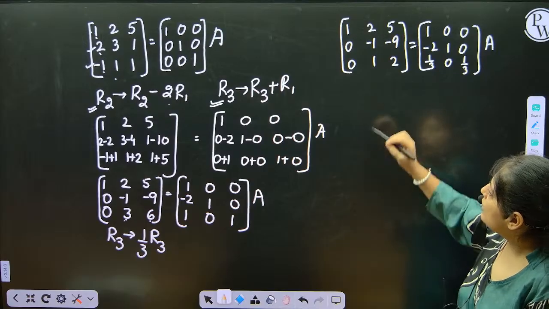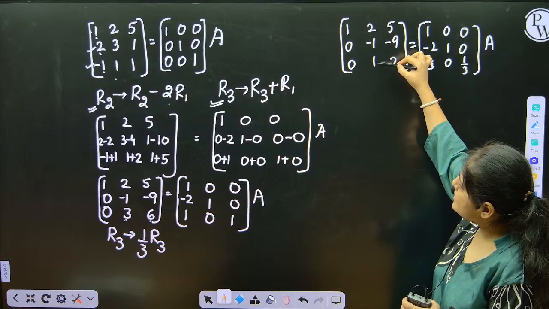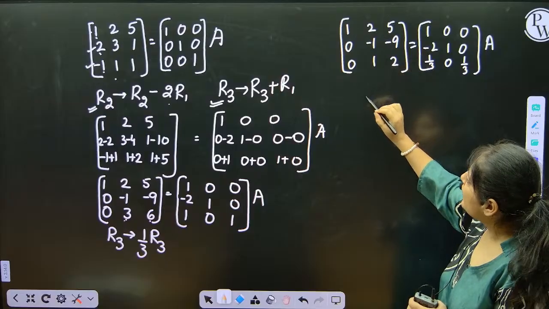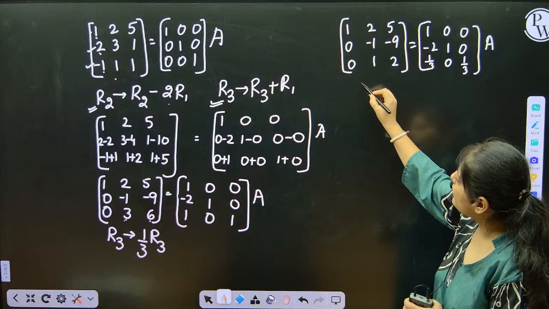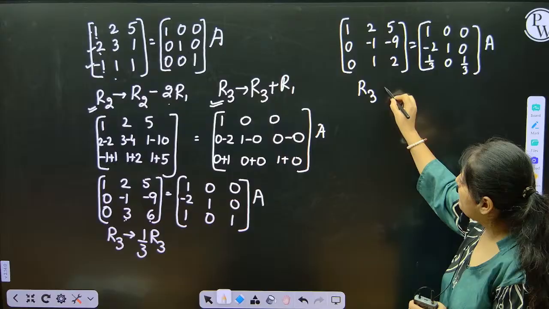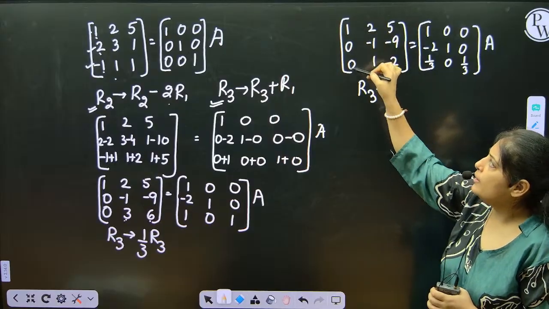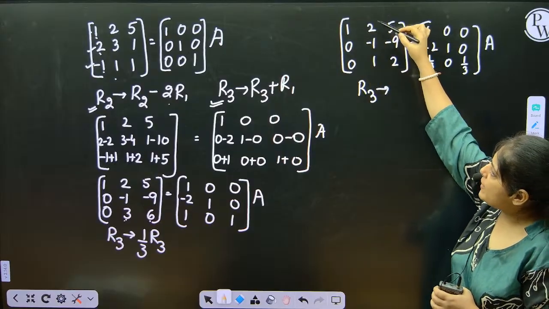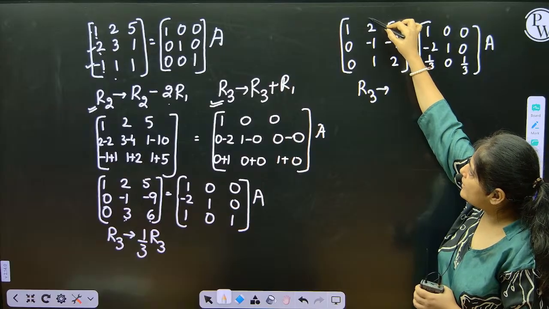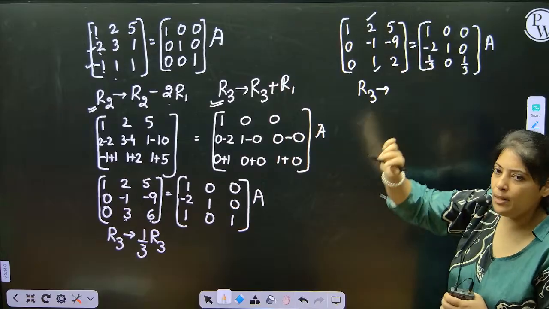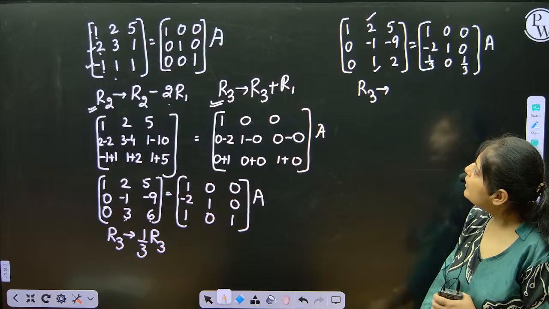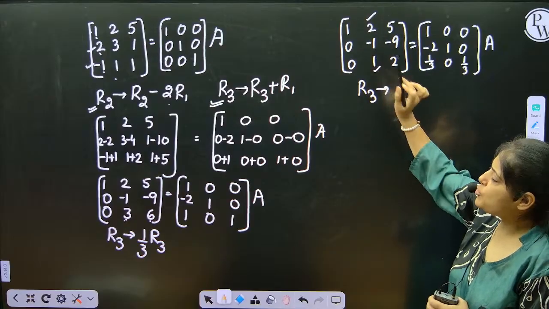Next, what I want is this element has to be 0. Now this element has to be 0 means what? R3, because in this matrix we have to make it an identity. This element also has to be 0. This element also has to be 0. And this element has to be positive 1.